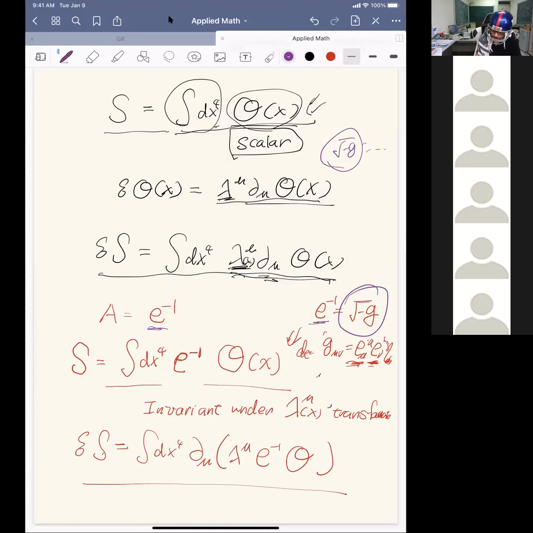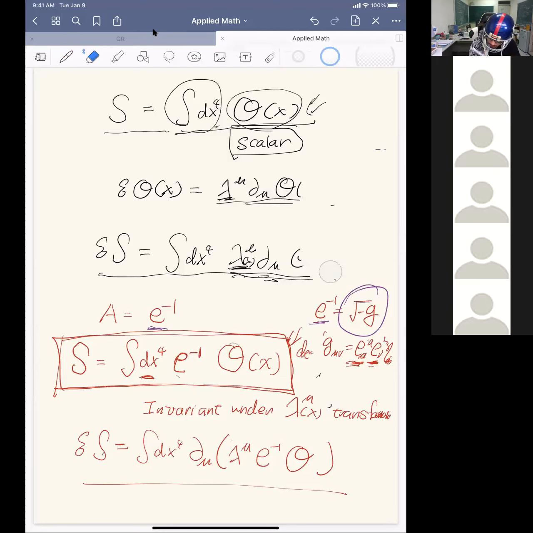Okay, good. So we have our punchline. After all of this, the invariant action under local coordinate transformation is always written as dx^4 e^-1, which is the determinant of the inverse Vierbein, multiplied by any scalar function that you like. And this will be an invariant action for local coordinate transformation.